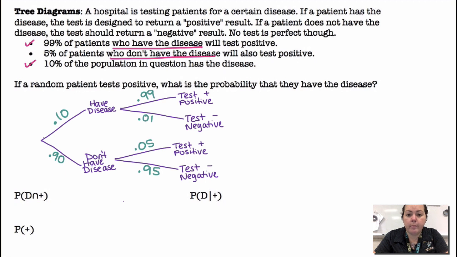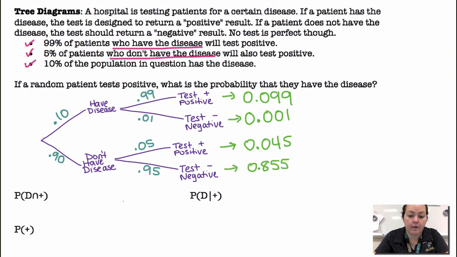And then with the tree diagram, I'm going to multiply across my branches. So 0.10 times 0.99 gives me 0.099. 0.10 times 0.01 gives me 0.001. 0.9 times 0.05 gives me 0.045, and 0.9 times 0.95 gives me 0.855. You can check that last column there, and that should add up to 1. Also, each individual set of branches should be equal to 1.